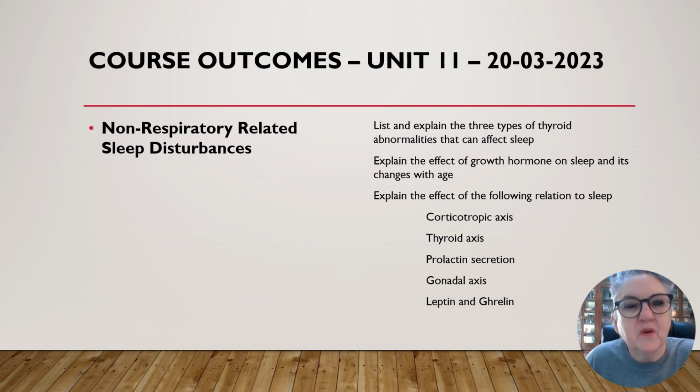As usual, I'm going to list the current objectives for unit 11 in the next couple of slides for non-respiratory related sleep disturbances. First one is list and explain the three types of thyroid abnormalities that can affect sleep. Explain the effect of growth hormone on sleep and its changes with age. Explain the effect of the following in relation to sleep: corticotropic axis, thyroid axis, prolactin secretion, gonadal axis, leptin, and ghrelin.